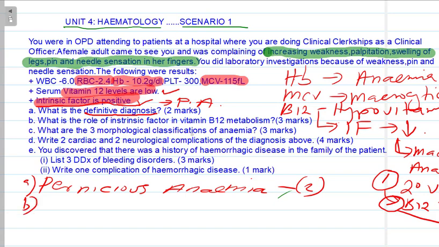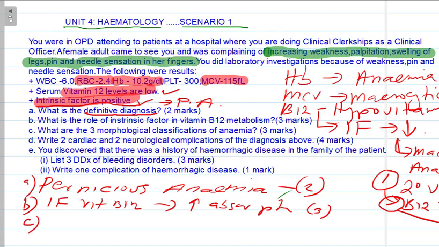What is the role of intrinsic factor in vitamin B12 metabolism? The role of intrinsic factor in the metabolism of vitamin B12 is just to increase absorption. And you get 3 marks. C.